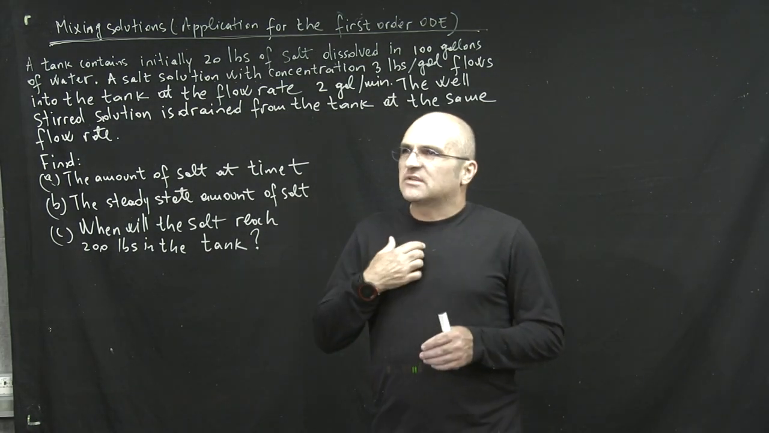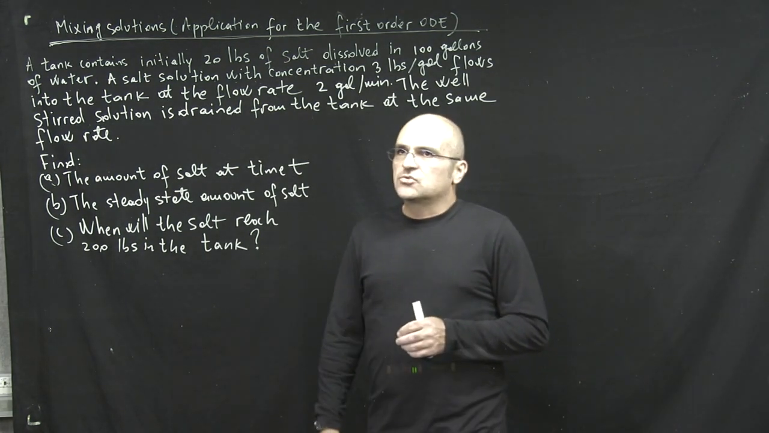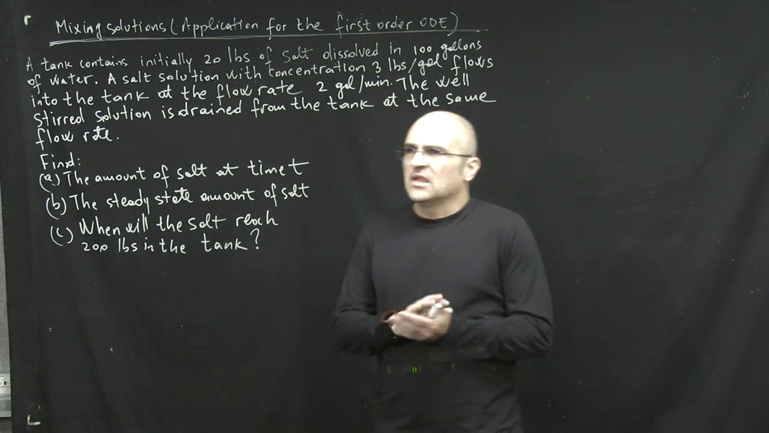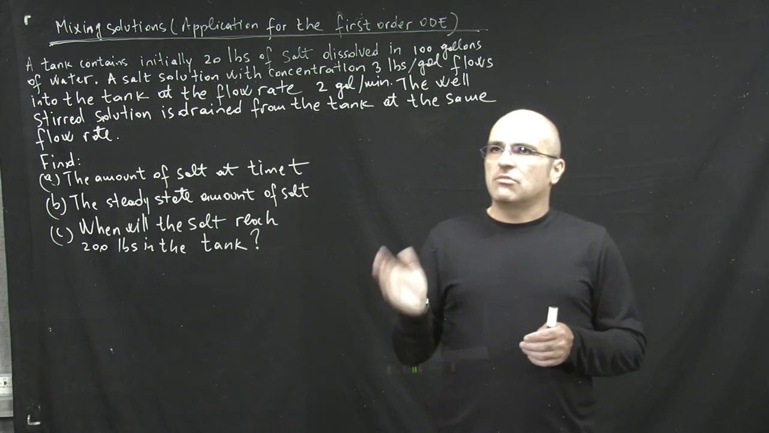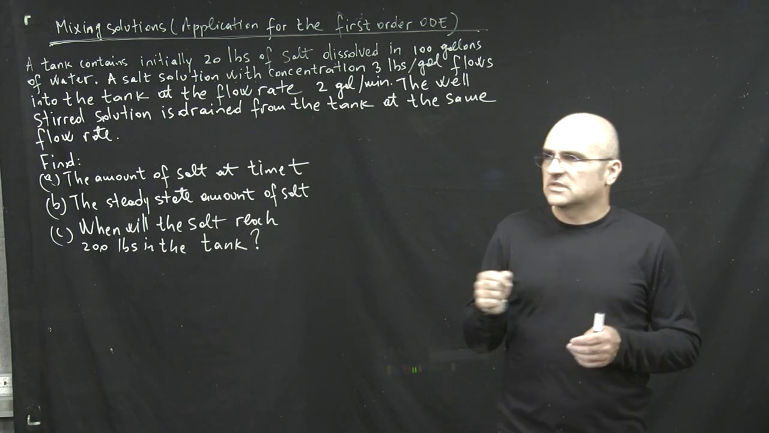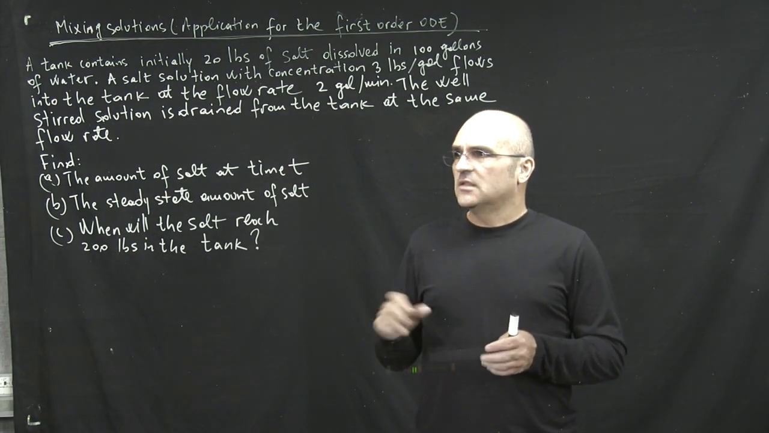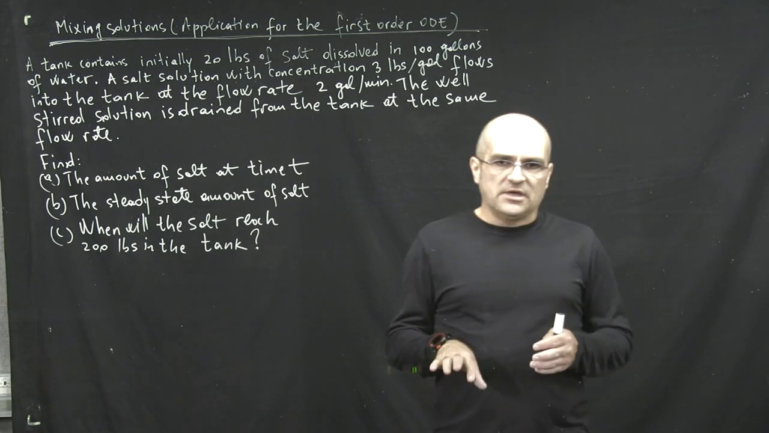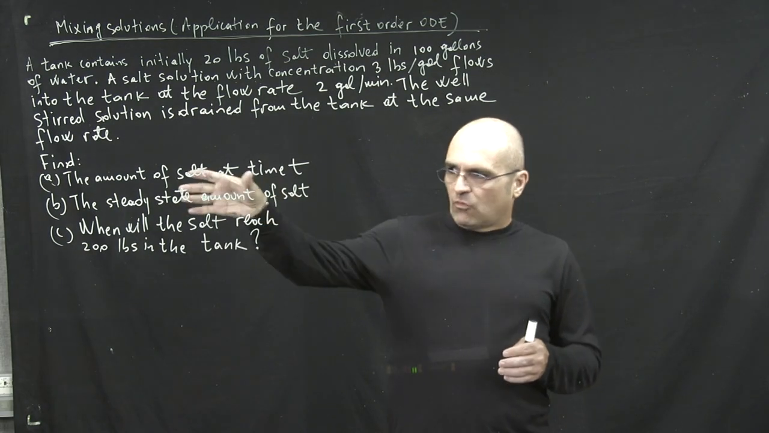So imagine you have a tank, like a recipient, that contains 20 pounds of salt dissolved in 100 gallons of water, and a salt solution of the same kind with concentration 3 pounds per gallon flows into the tank at the flow rate 2 gallons per minute. And then the well-stirred solution is drained from the tank at the same flow rate. And then you have a bunch of things to find. Let's focus on the first part.